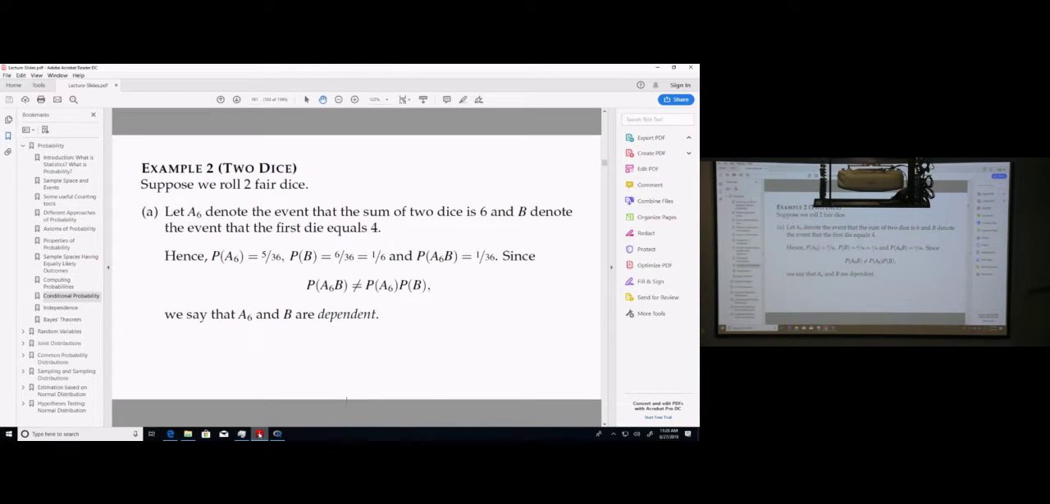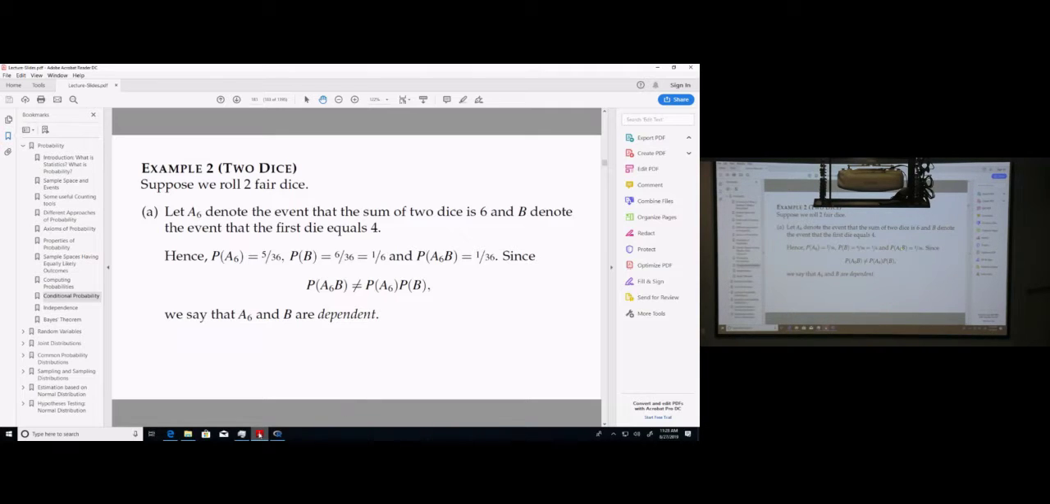And the fact that the first die is equal to 4 means that you have no restriction on the second die. So there are 6 of these: 4,1, 4,2, 4,3, up to 4,6. So it's 6 over 36. Now here you have to calculate the intersection separately. You don't multiply these and then check whether it's equal. It would be equal if you do this.